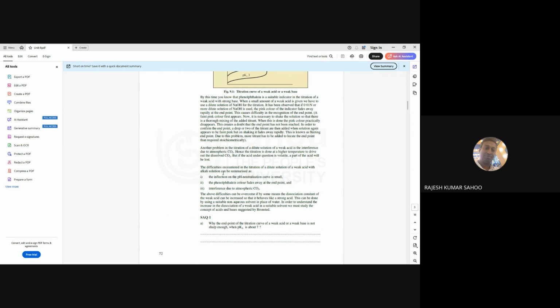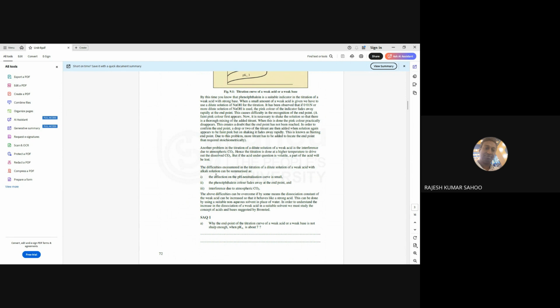The difficulties encountered in the titration of a dilute solution of a weak acid with an alkali solution can be summarized as this. The influence on the pH neutralization curve is small. The phenolphthalein color fades away at the end point, and there is interference due to atmospheric carbon dioxide. Okay, this much you remember.